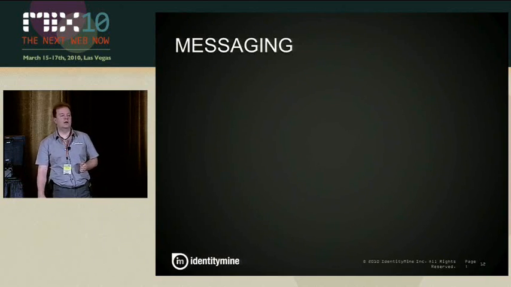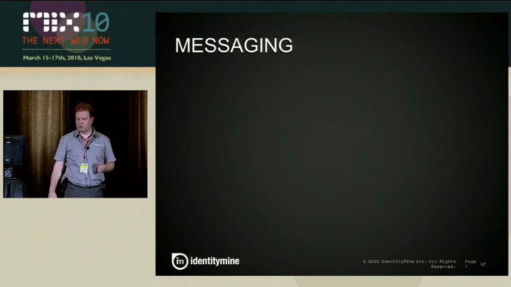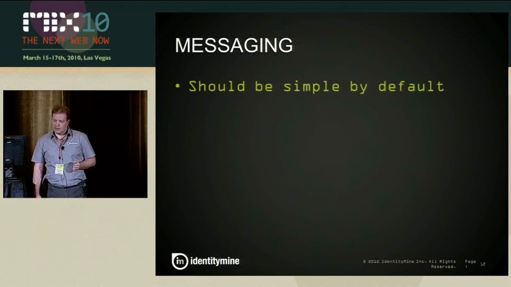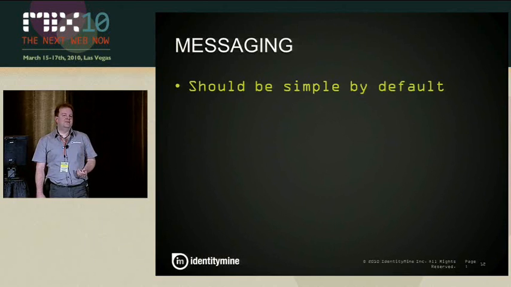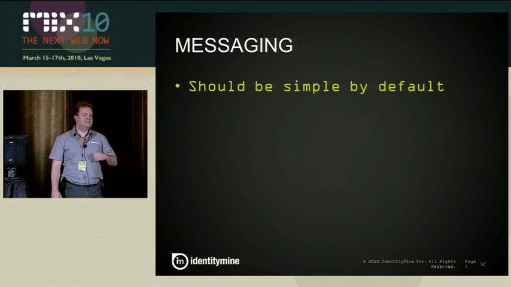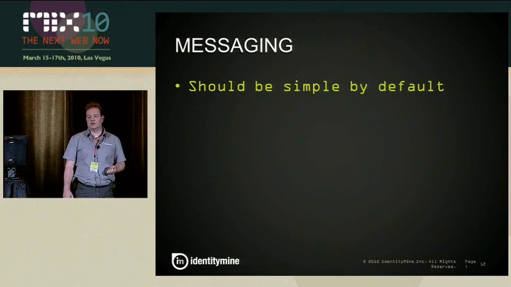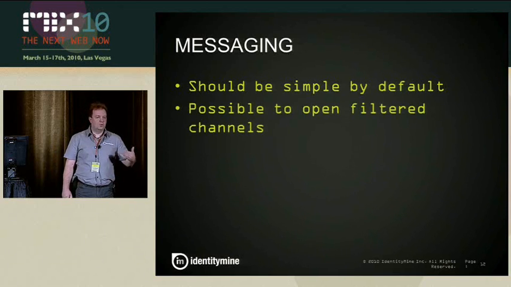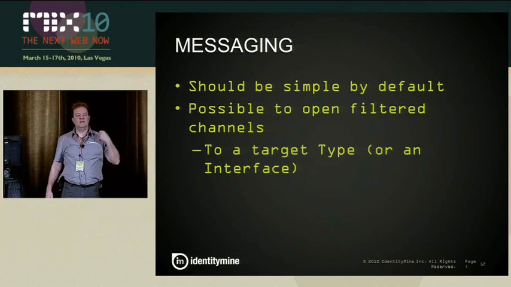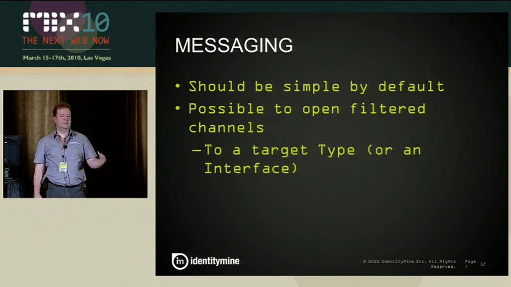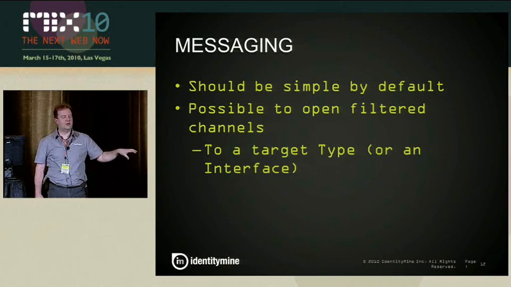I'm also doing one in my MVVM Lite toolkit, and that's the one we will see. Surprise, surprise. So messaging should be simple by default. By default, it should really be simple to send a message and to receive a message. But if you want more, you should be able to open filtered channels. For example, not broadcast to everybody, but instead send only to a target type. For example, the main view model sends a message targeted to the settings view model. Like this, you avoid a lot of code because you don't have to check, is this message really for me?